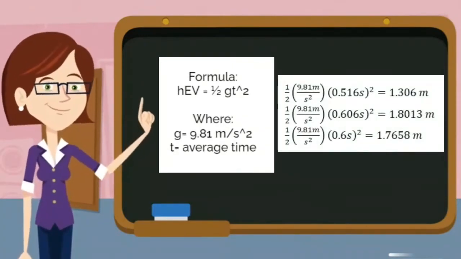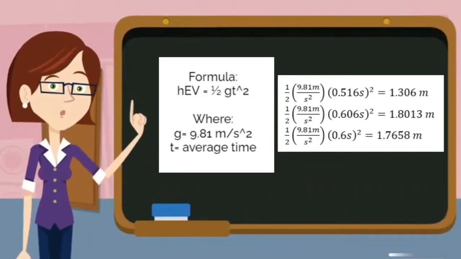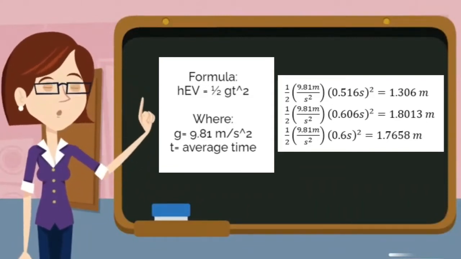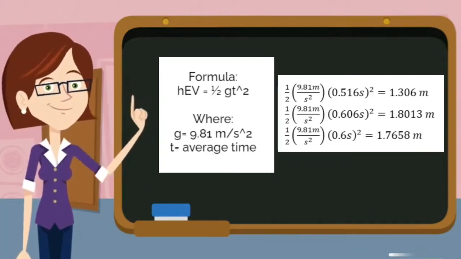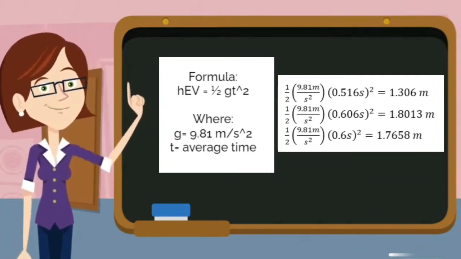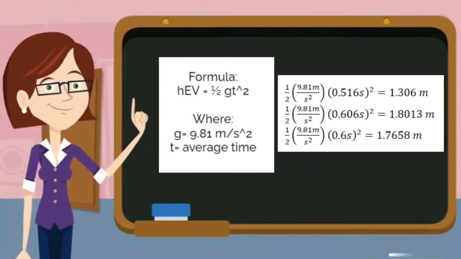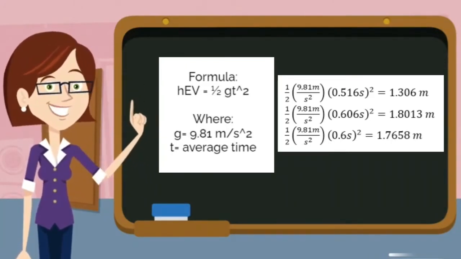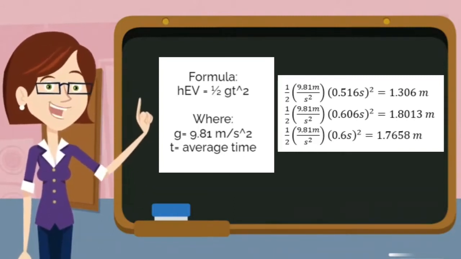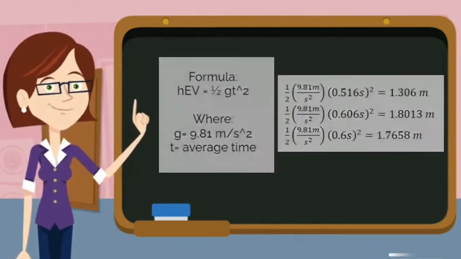And we will get 1/2 times 9.81 meters per second squared times 0.516 seconds squared equals 1.306 meters. The second one is 1/2 times 9.81 meters per second squared times 0.606 seconds squared equals 1.8013 meters. The last one is 1/2 times 9.81 meters per second squared times 0.6 seconds squared equals 1.7658 meters.